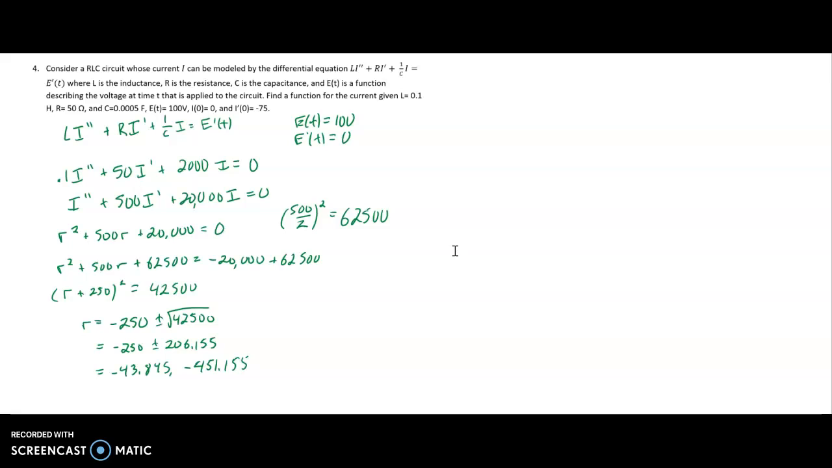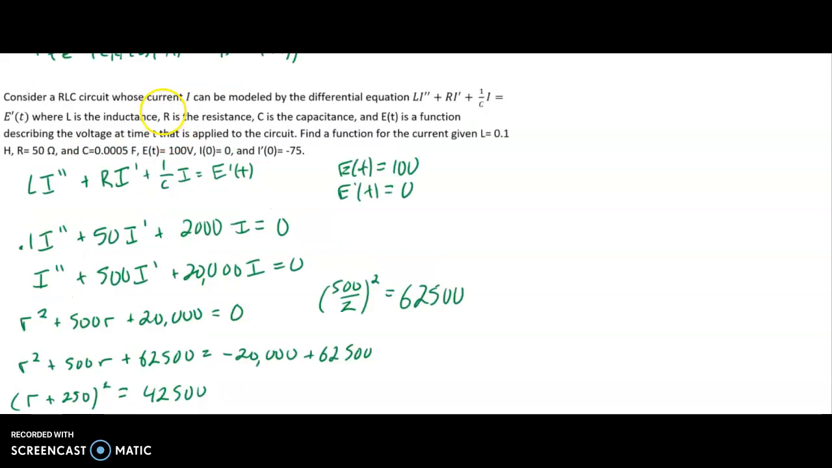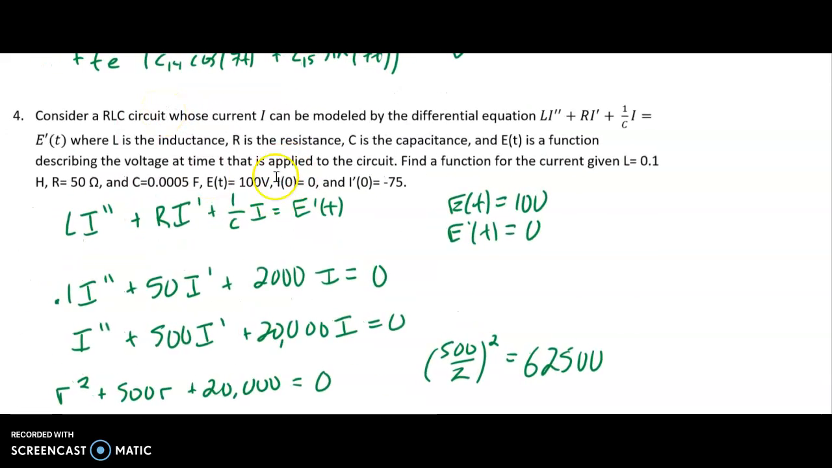So from there, I should mention one little thing here. In reading the original problem, you can see that I get an initial current and then an initial derivative of the current. So what I need to do is, this is an initial value problem. I need to solve for my C's.